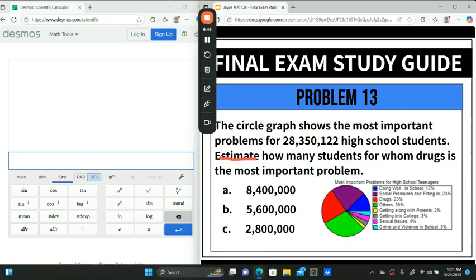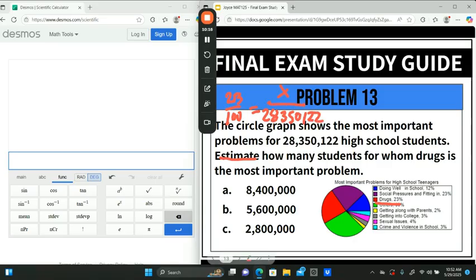We know that for 23% of students, drugs is the biggest problem. Percentages always go over 100, so I'm going to take 23 over 100. And this right here is the total number of students, so that's going to go on the bottom: 28,350,122. And we're going to solve for what's on the top.